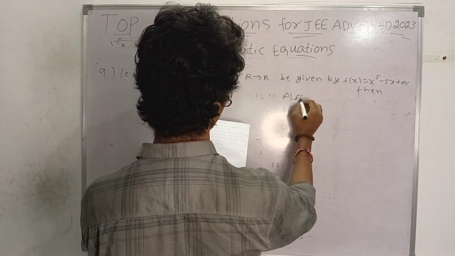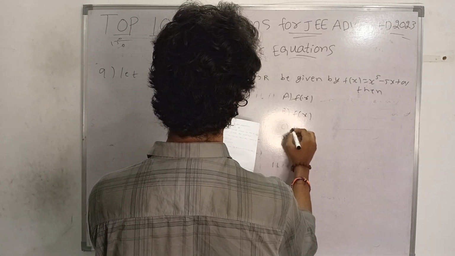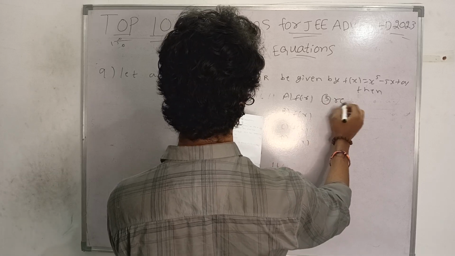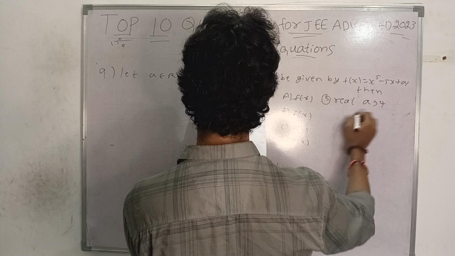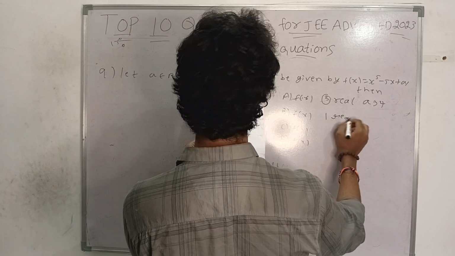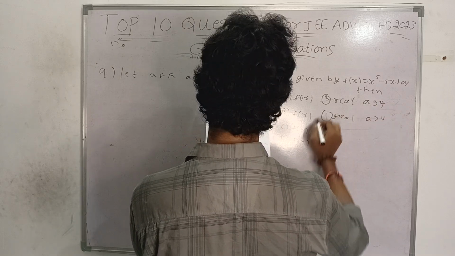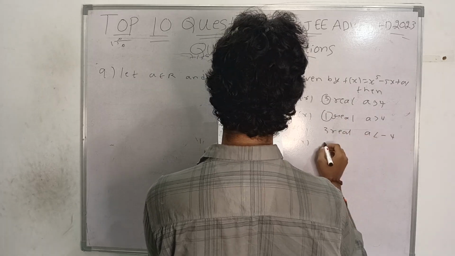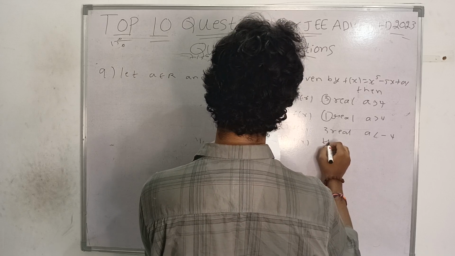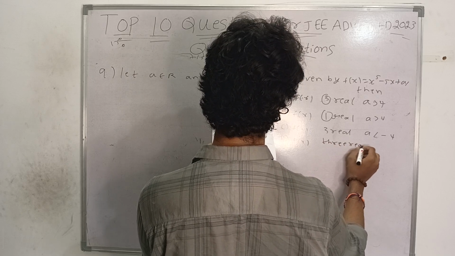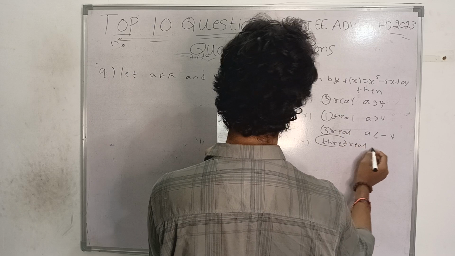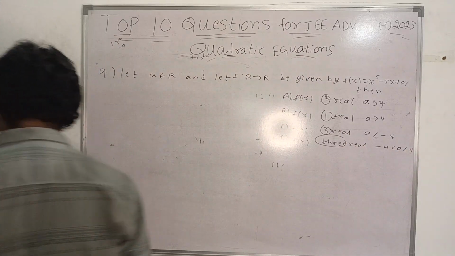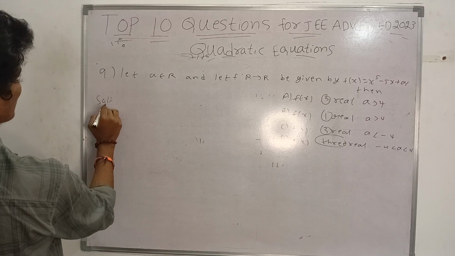They are saying f of x has 3 real roots when a greater than 4, and 1 real root when a greater than 4, and here 3 real roots when a less than minus 4, and they are saying 3 real roots when a lies between minus 4 and 4. This is a question, guys. We have to see how we can solve.